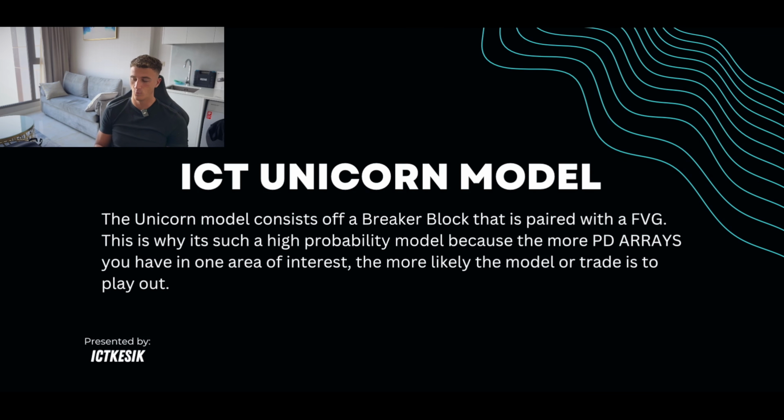All right, so starting off, what even is an ICT unicorn model in the first place? Anyone that's new to the channel doesn't actually know what this model consists of. The unicorn model consists of a breaker block that is paired with a fair value gap. This is why it's such a high probability model, because the more PD arrays you have in one area of interest, the more likely the model or trade is to play out. So in the next few slides, I'll actually be explaining what a breaker block is, what a fair value gap is.